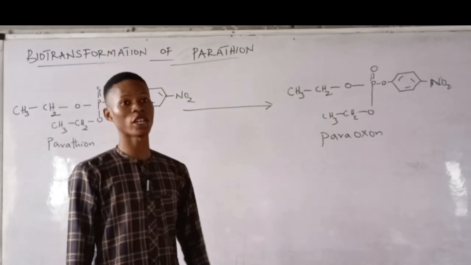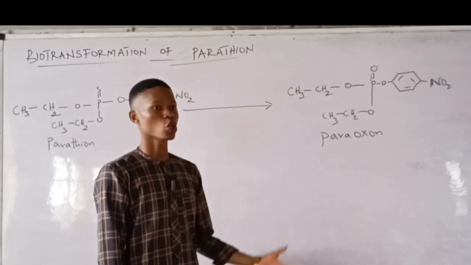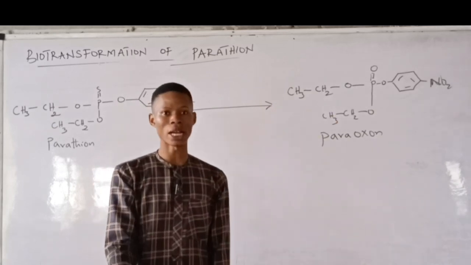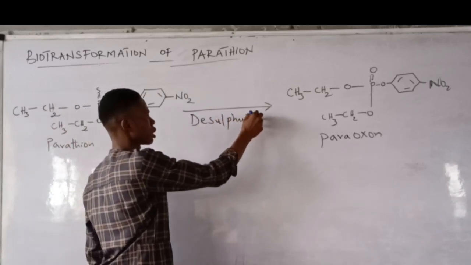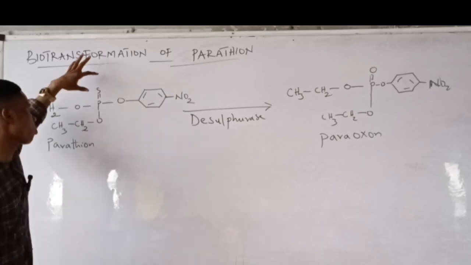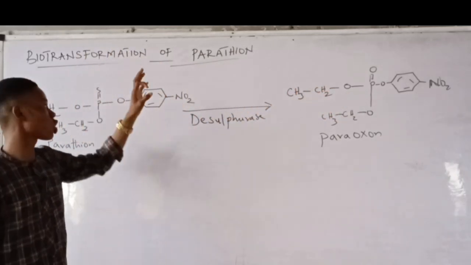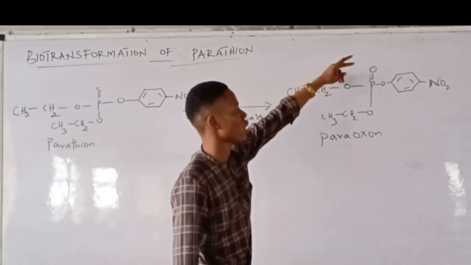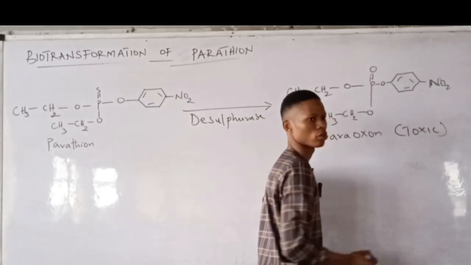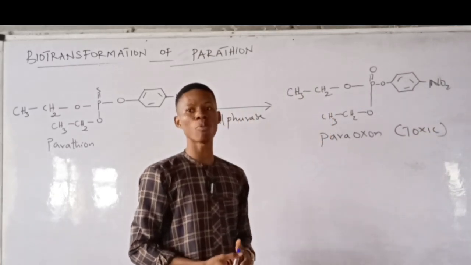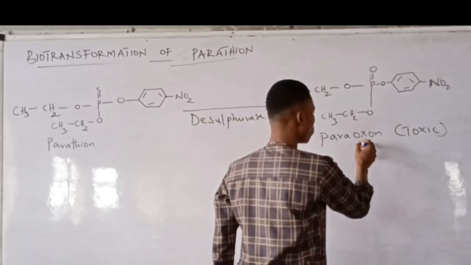So this para-oxone is very toxic. So it needs to be further metabolized in the body. The enzyme that will catalyze this reaction, desulfurase, will catalyze the removal of sulfur group from parathion to form para-oxone. So if you know the structure of parathion, just remove the sulfur and put oxygen and you get para-oxone. But this para-oxone is very toxic. So another enzyme will come in to break down this para-oxone.